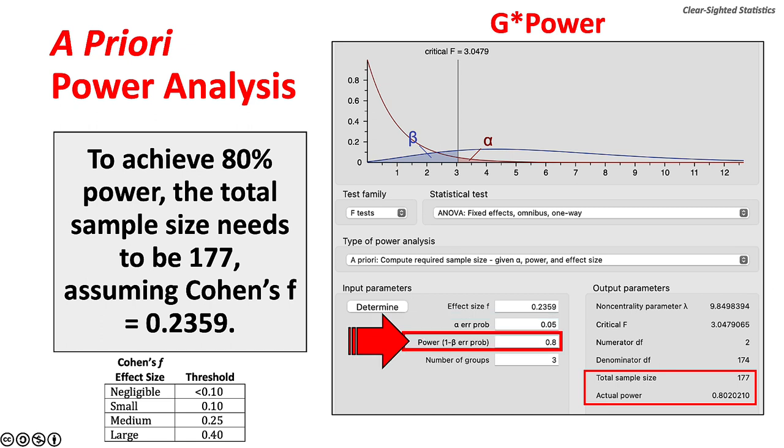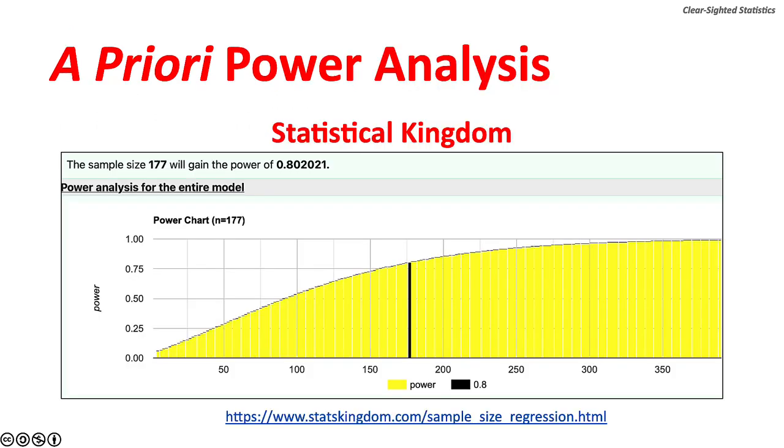The third input is the desired level of statistical power, which has been set at 0.8 or 80%. And the fourth input is the number of groups or treatments, which is 3. We can also run an a priori power calculation using the calculator found on the Statistics Kingdom website. Again, given the estimated effect size of 0.2359, a sample of 177 is required to achieve 80% power.